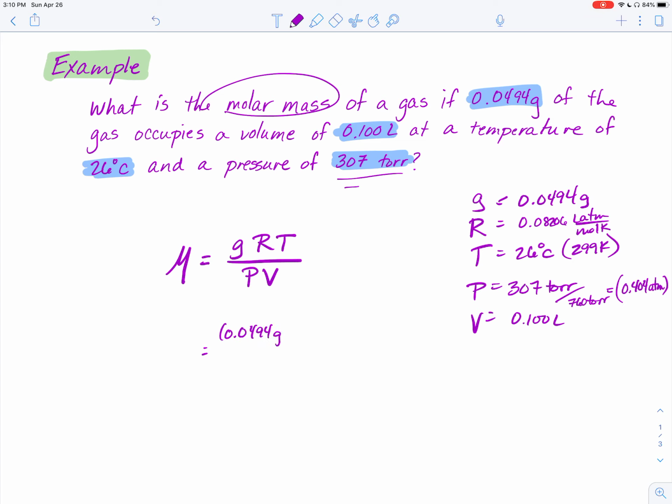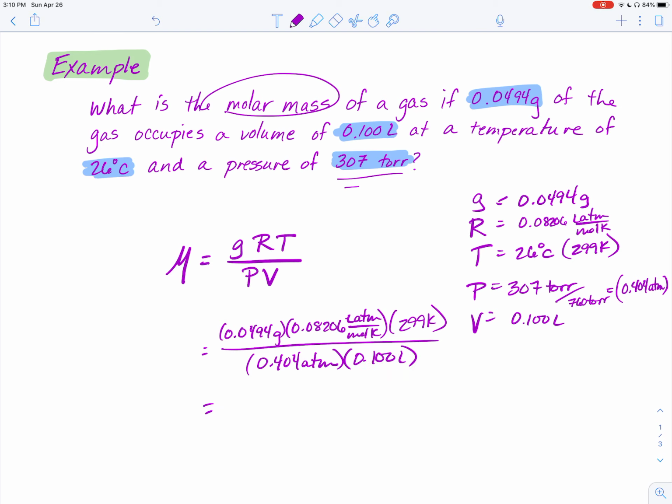So let's plug all of these values in. 0.0494 grams for g. Our R is this value, T is 299, P is 0.404, and our V is 0.100 liters. And so we plug all of this into our calculator. Let's check and make sure that we get the proper units.